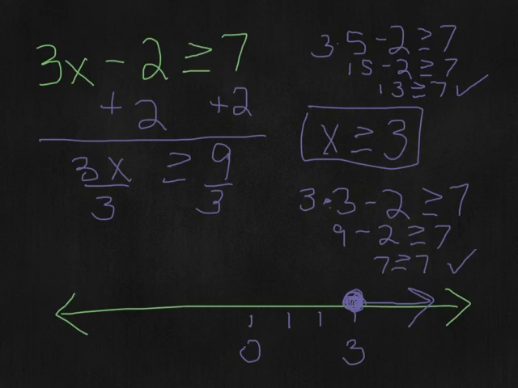I show my solution on a number line by closing in the circle because I have an equal to, and so 3 would be included in this solution, and I go greater than or equal to.